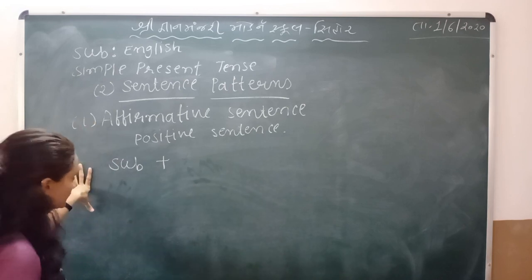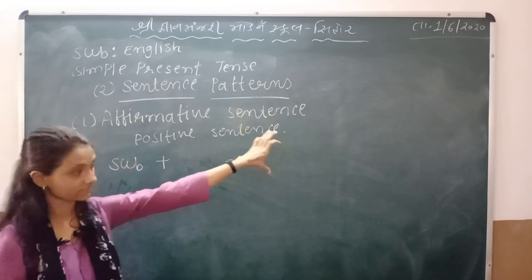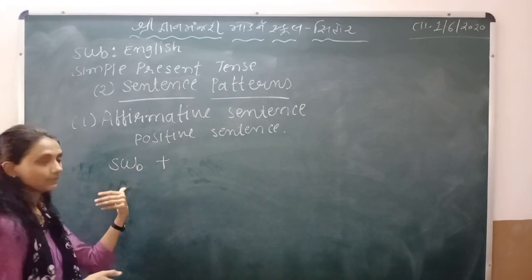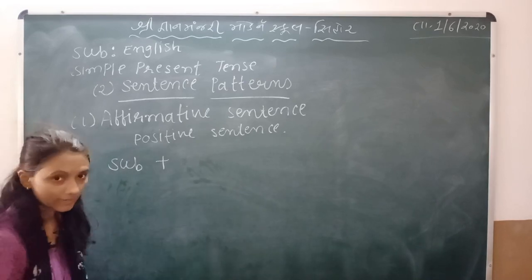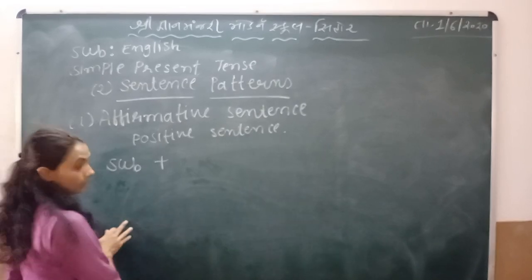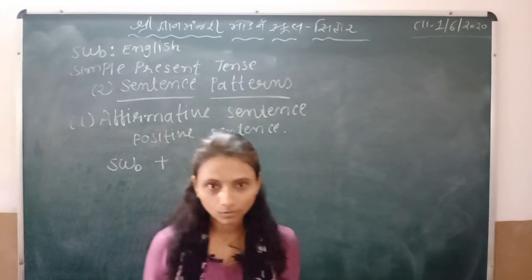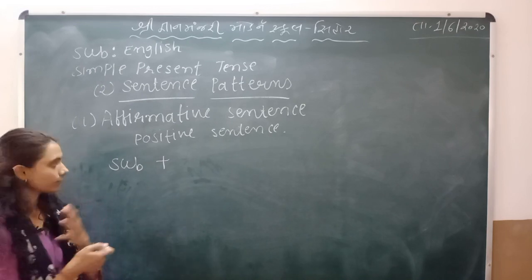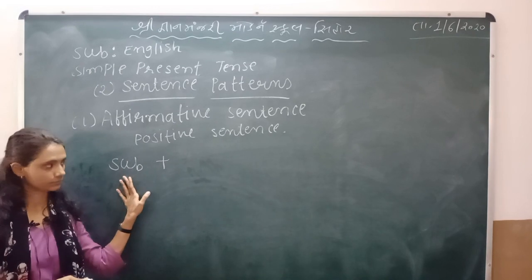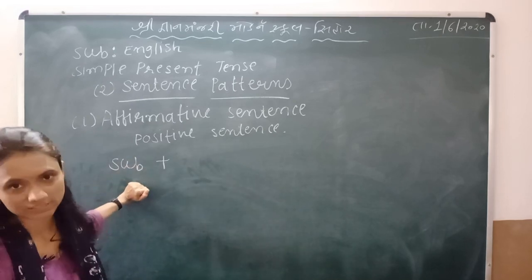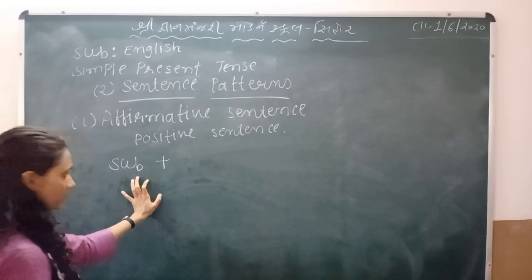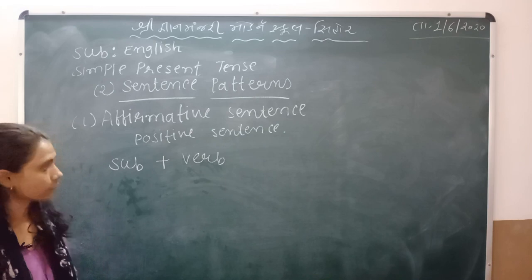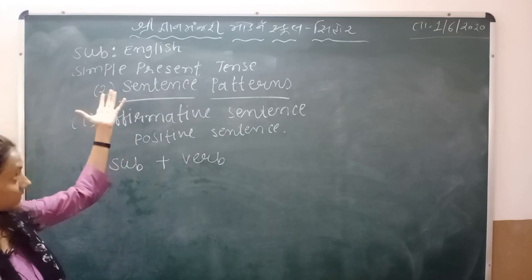So in this tense, in affirmative sentence, we need subject. It can be anything. It can be he, she, it, they, you, I, or we, or it can be any name of the person. You can use anything in subject. Okay, so after subject, what we need? After subject, we need verb.